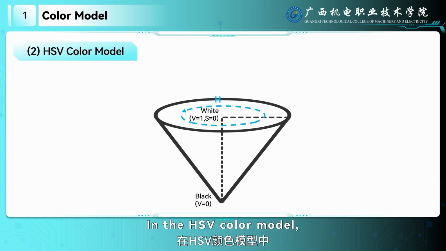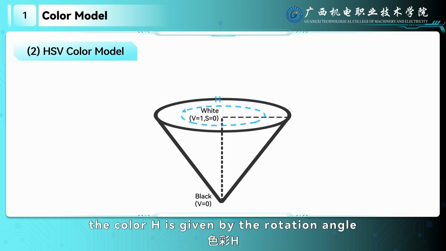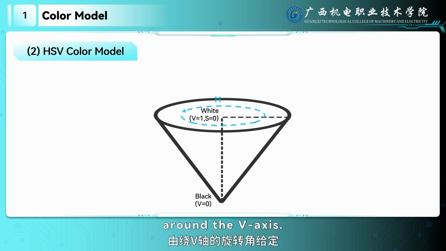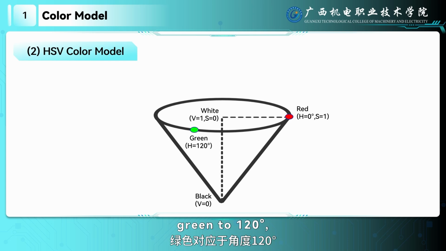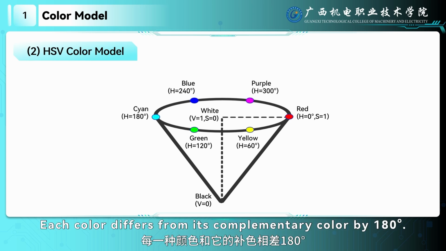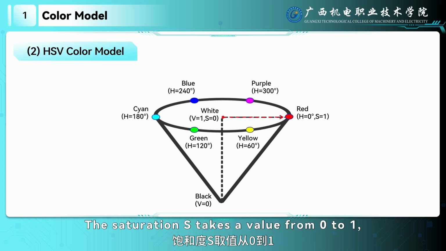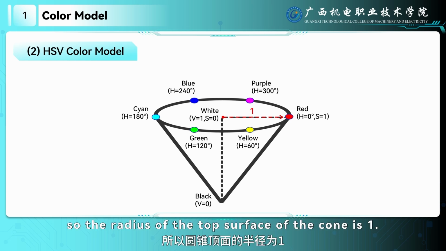In the HSV color model, the hue H is given by the rotation angle around the V-axis. Red corresponds to an angle of 0 degrees, green to 120 degrees, and blue to 240 degrees. Each color differs from its complementary color by 180 degrees. The saturation S takes a value from 0 to 1, so the radius of the top surface of the cone is 1.